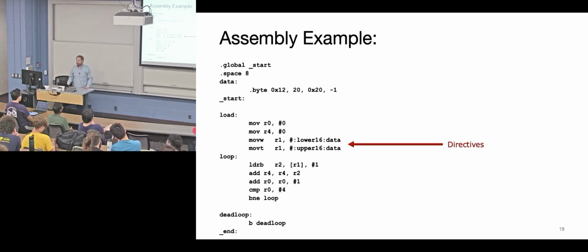Why are we using lower 16 and upper 16? We cannot just put the 32 bits? No, because your instructions are 32 bits. So how do I put a 32-bit word into a 32-bit instruction? I just run out of space. There are many ways to do this.